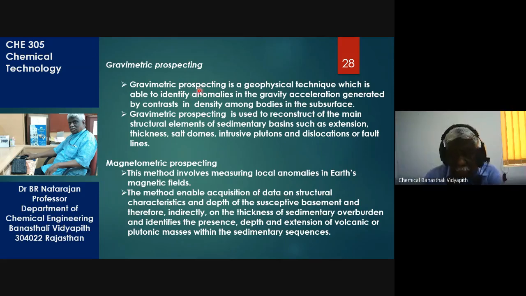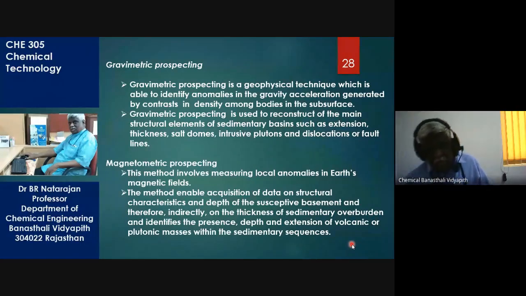Right. Similarly, magnetometric, measuring the local anomalies in Earth's magnetic field. The method enables the acquisition of data on structural characterization and on the thickness of the sedimentary overburden, and identifies the presence, depth, and extension of volcanic or plutonic masses within the sedimentary sequence. Okay, so this is magnetometric. The primary focus is on magnetic properties.